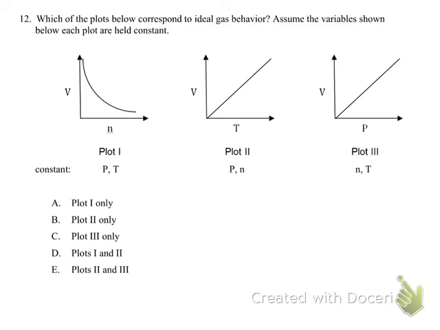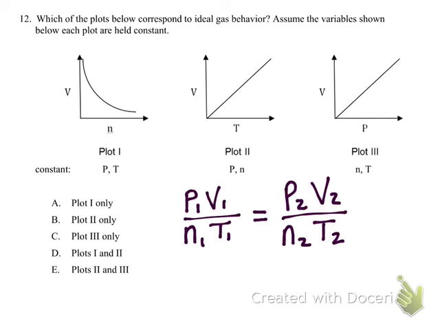So this question here is about relationships and ideal gas behavior. We're plotting volume in all three of these cases on the y-axis, and the number of moles, the temperature, and pressure on the three respective x-axes. So what we're going to do is use this relationship here: P1V1 over N1T1 equals P2V2 over N2T2. And recall that anything that's being held constant, we can just x out when we're considering our answer.